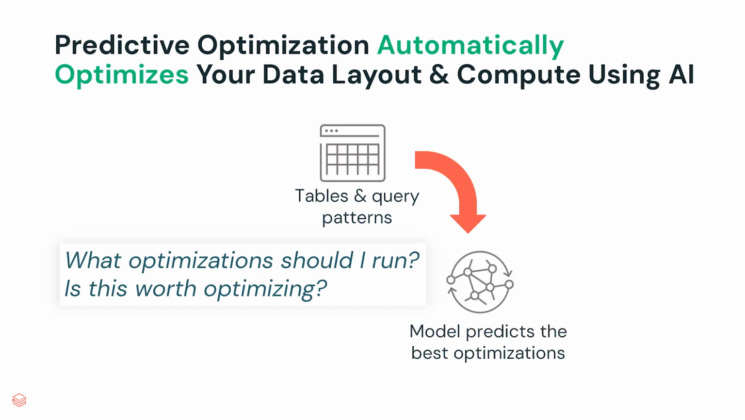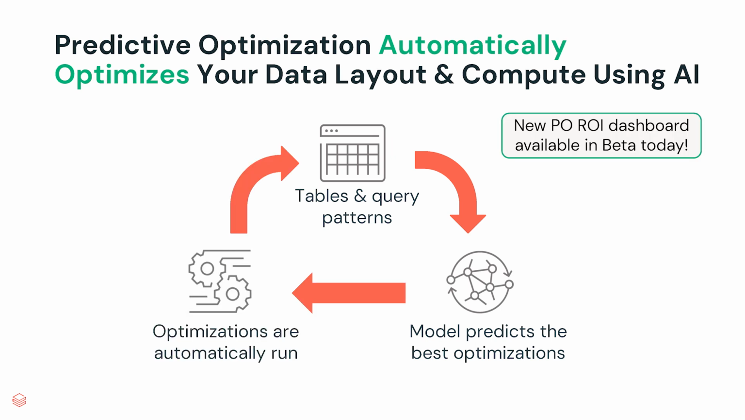But as it's doing this, it also does the math to see, are the optimizations actually worth doing? Let's say that a table is rarely ever queried by anybody. Then does it make sense to optimize it? Probably not. As opposed to if you have a table that's very frequently used, then you definitely are going to want to optimize that for faster query times. So we do that math for you and make sure that the benefits outweigh the costs of actually doing the optimizations. Those optimizations are then run automatically for you using predictive optimization.